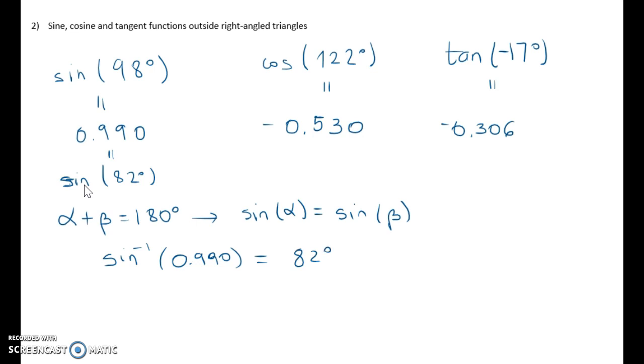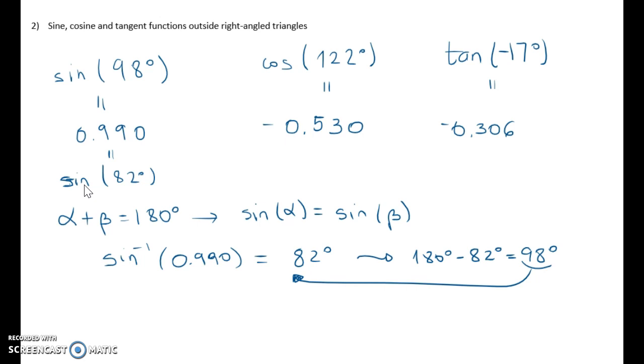But it's not telling us all the truth, because we have to remember that 180 degrees minus 82, so the angle of 98 degrees we started with, is also going to be a possible solution for the sine inverse of that value. So this is something that you have to take into account and you have to remember.